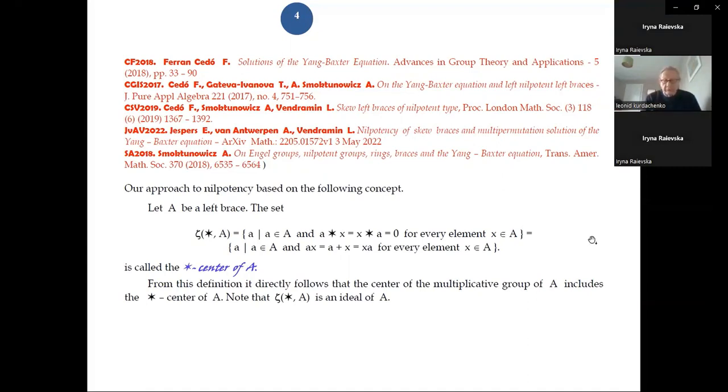It is possible to show that the star center of A is an ideal of A. And we can see from its definition that the center of the multiplicative group of A includes the star center. So, starting from the star center, we can construct the upper star centrality.